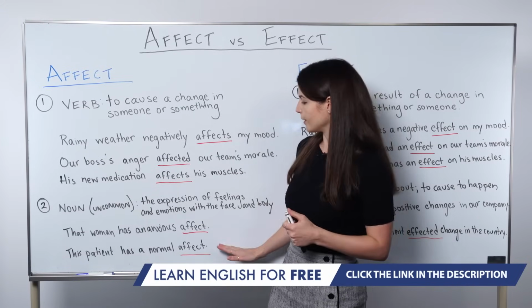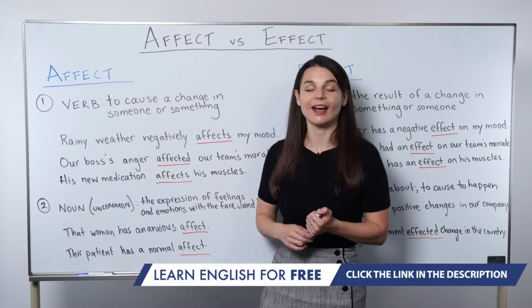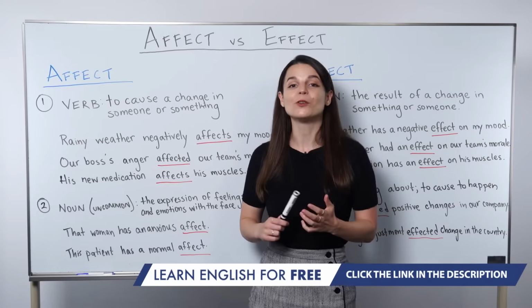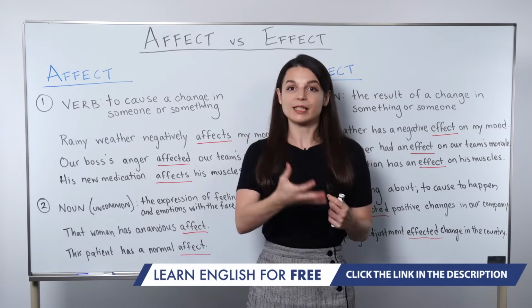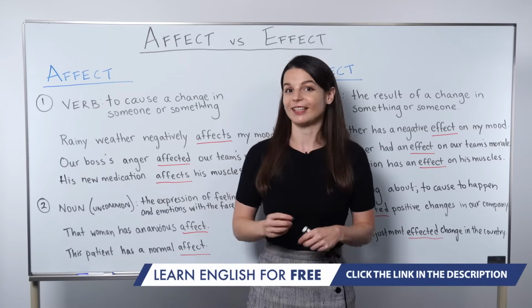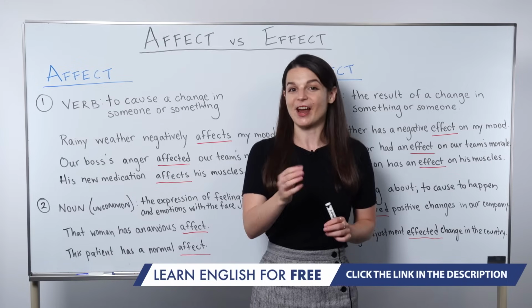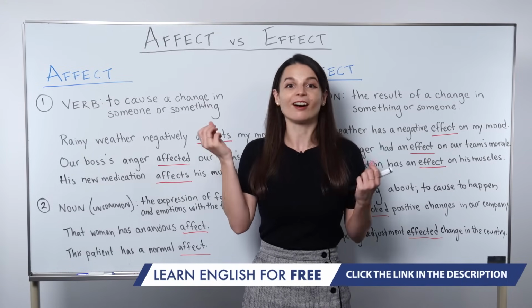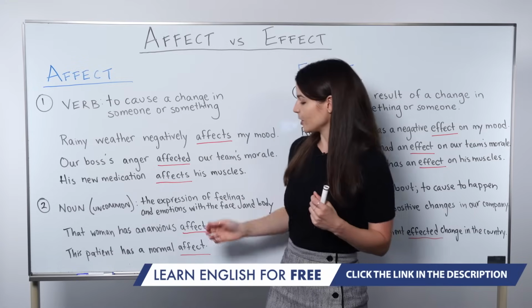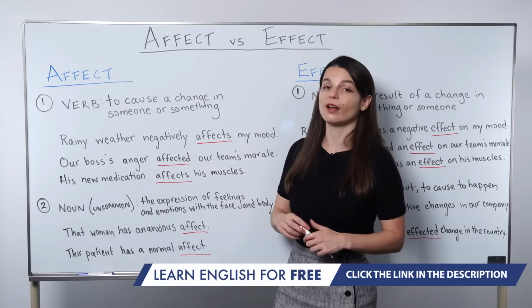Okay, one more example of this. This patient has a normal affect. This patient has a normal affect. So normal affect means there are normal displays of emotion and feeling in this person. So when they're supposed to feel angry or sad or happy and so on, all of those emotional displays are normal. So we might express that with a sentence like this. This patient has a normal affect.